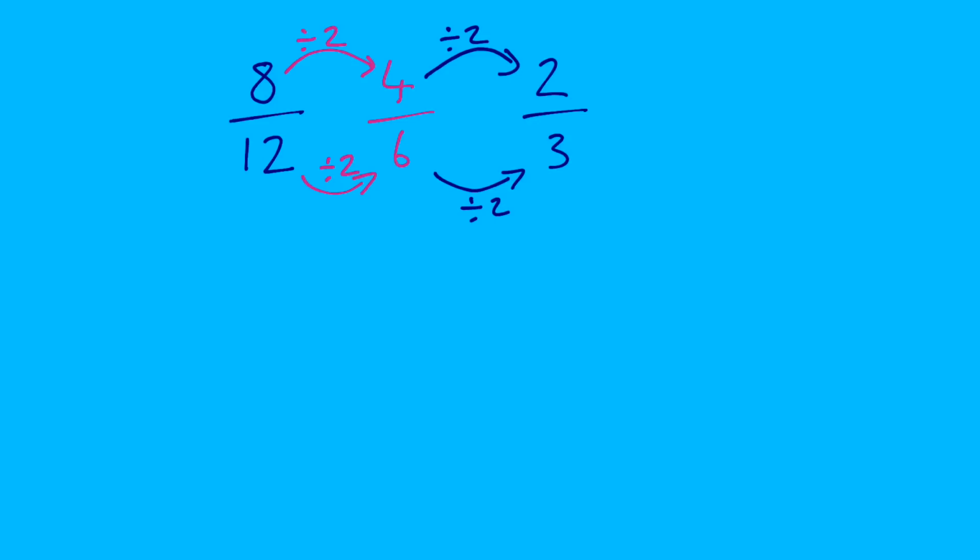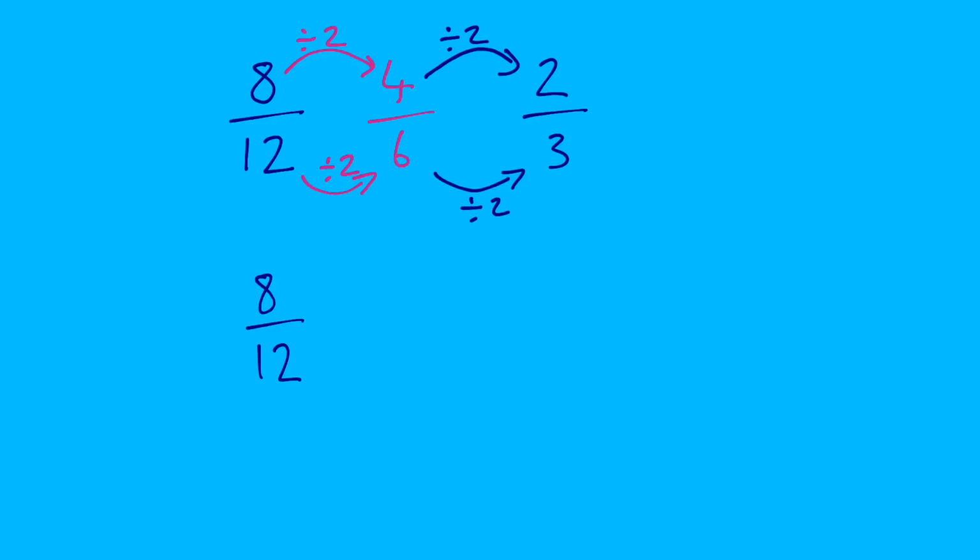I want you to have a look at this question again. We can see that we simplified 8 over 12 by dividing by 2 once and then dividing by 2 again. Now what we could have done instead is we could have done one step. Now let me explain that. Whenever you divide by 2 and then divide by 2 again, it's the same as dividing by 4.